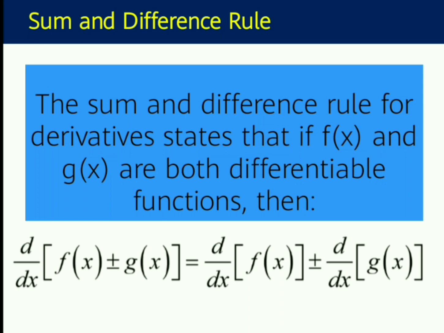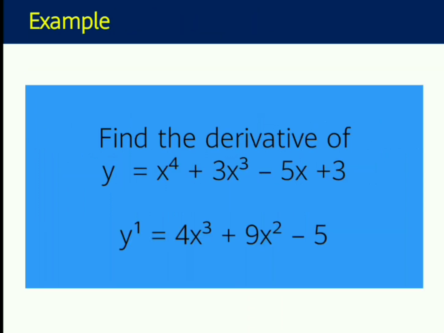Sum and difference rule. The sum and difference rule for derivatives states that if f of x and g of x are both differentiable functions, then we use the rule below. That is the example. y is equal to x raised to 4 plus 3x raised to 3 minus 5x plus 3. So, we use the notation y prime is equal to 4x cubed plus 9x squared minus 5.